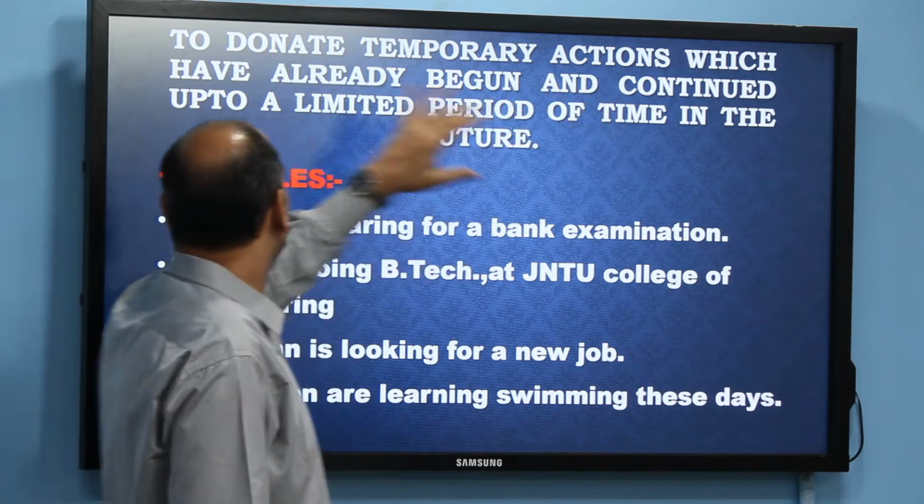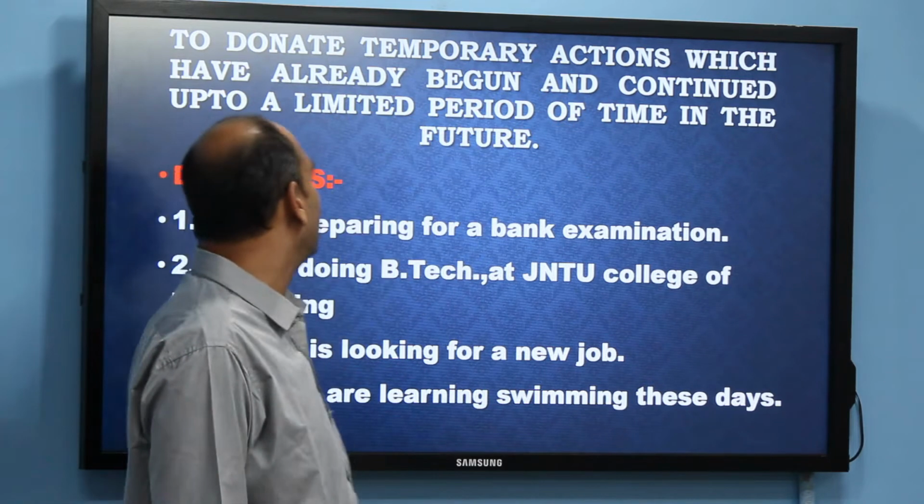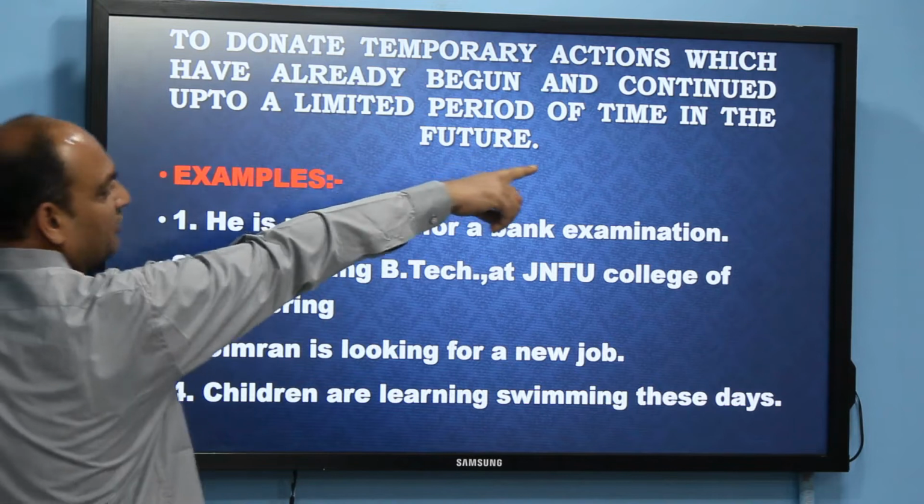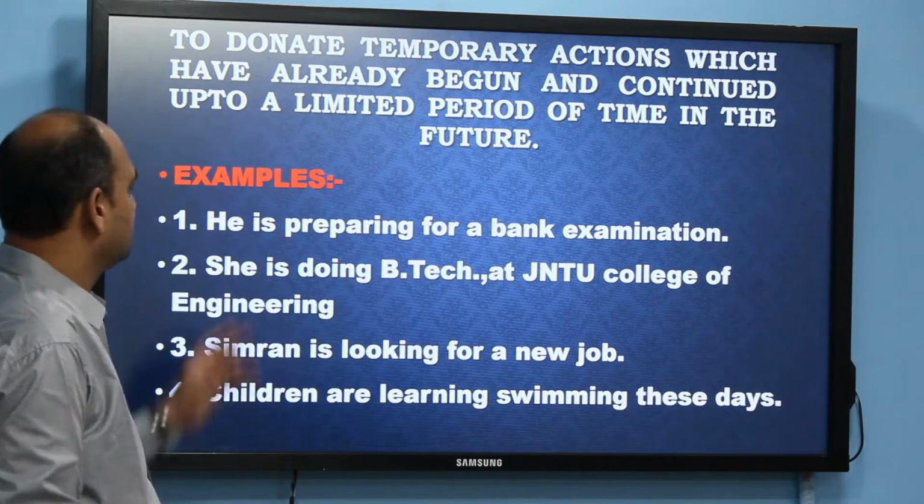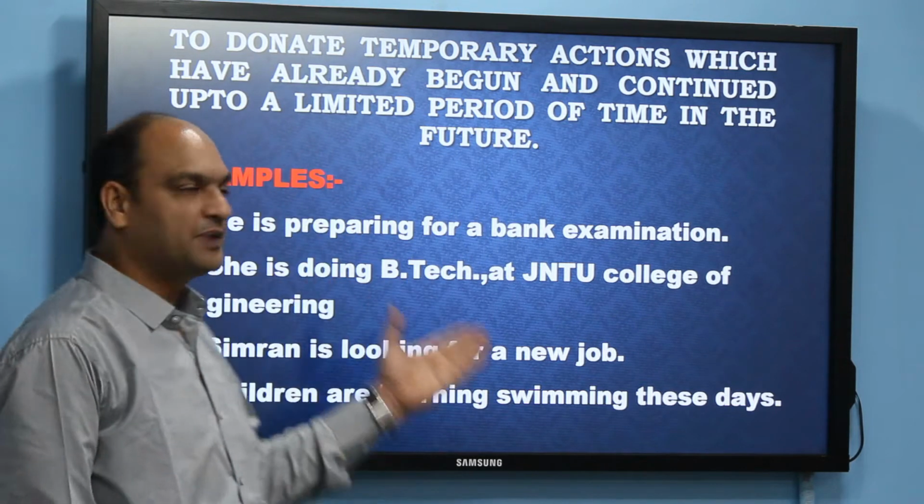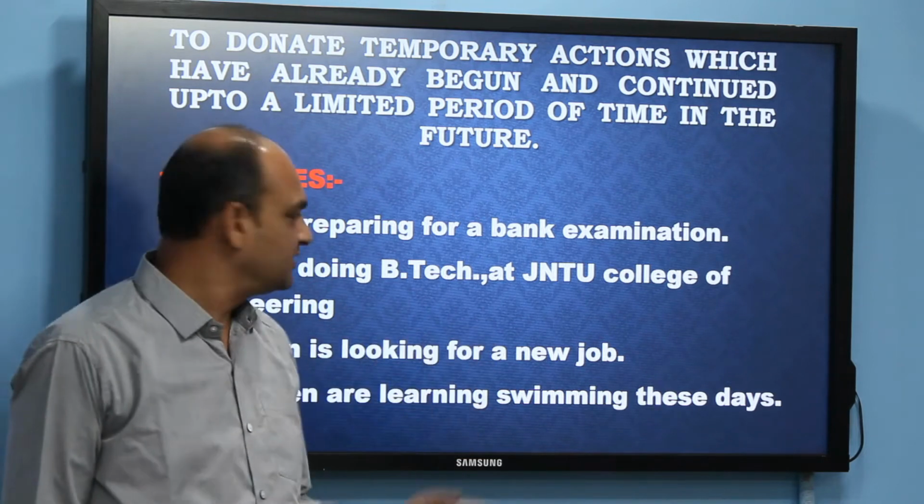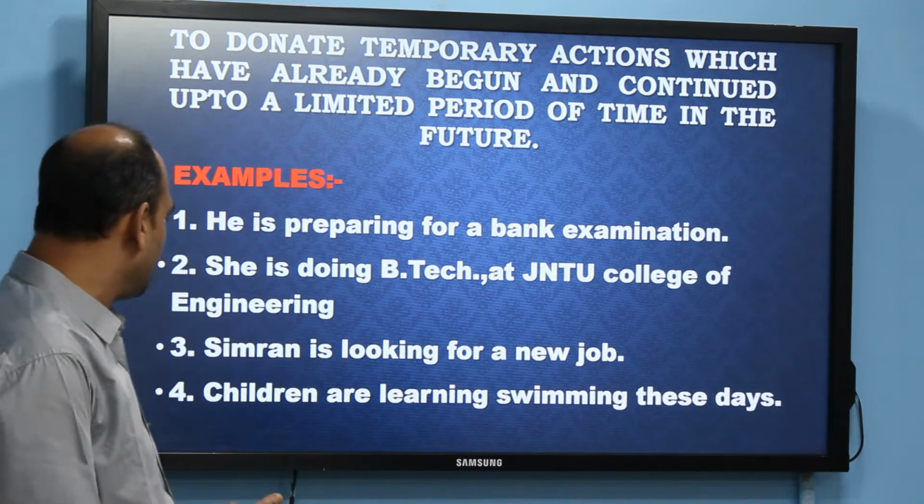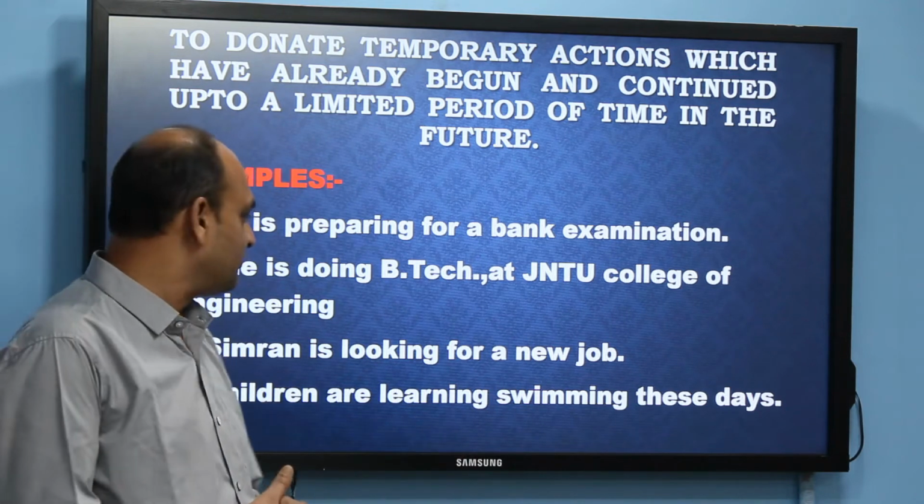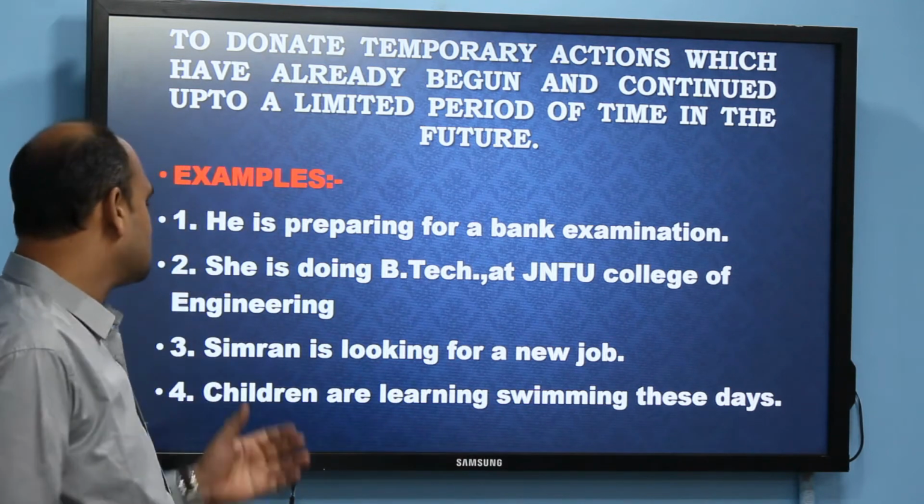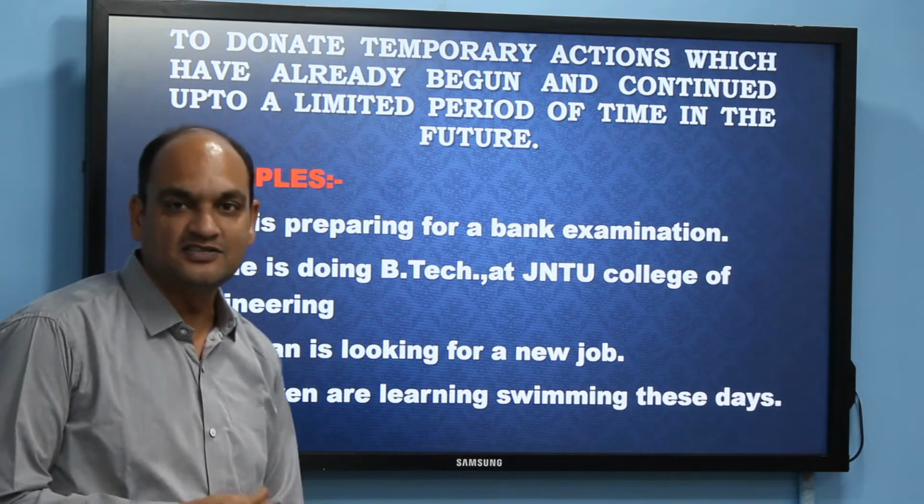temporary actions which have already begun and continue up to a limited period of time in the future. So examples: he is preparing for a bank examination. She is doing BTech at JNTU College of Engineering. Simran is looking for a new job. Or children are learning swimming these days.